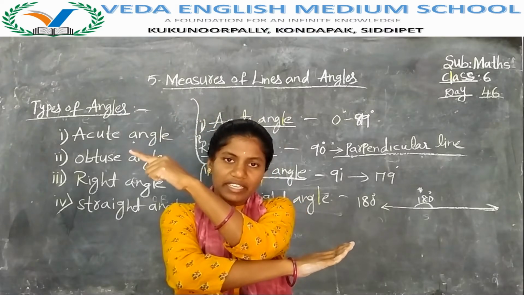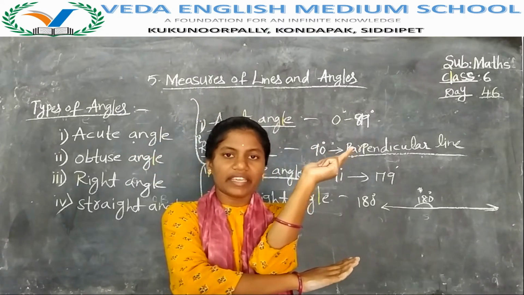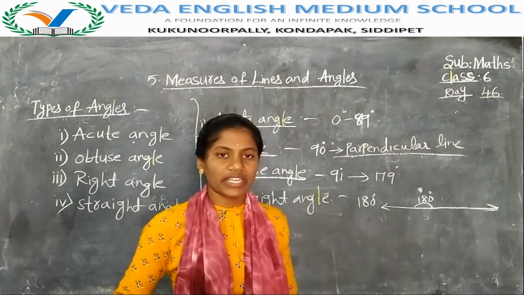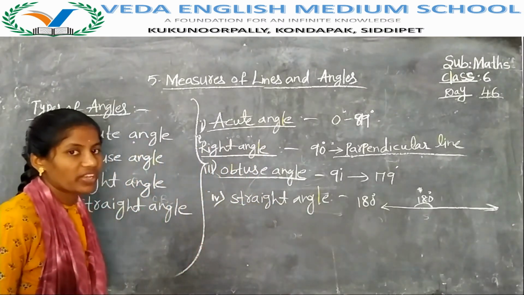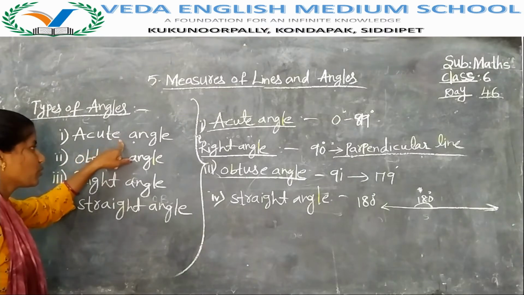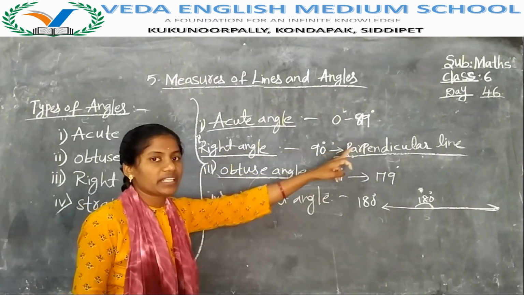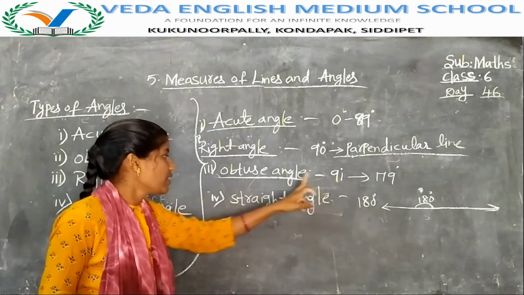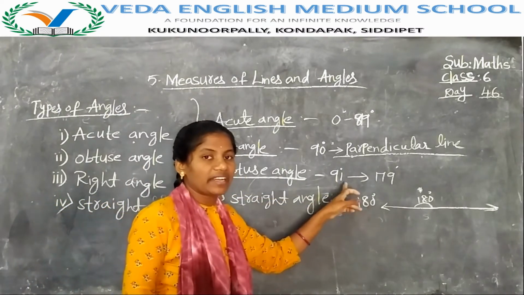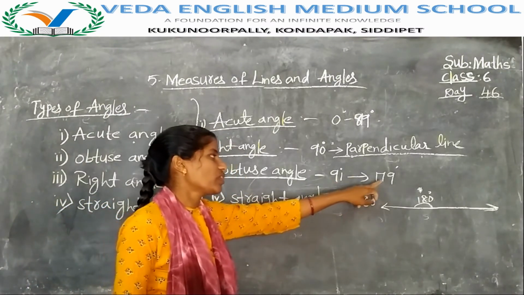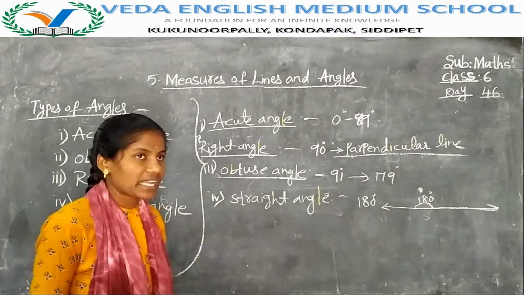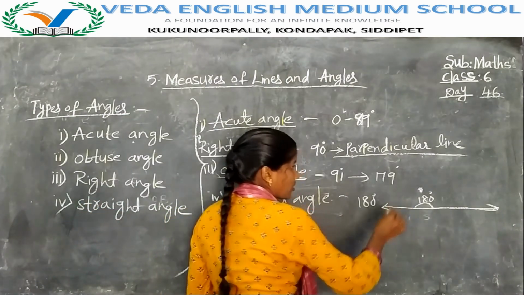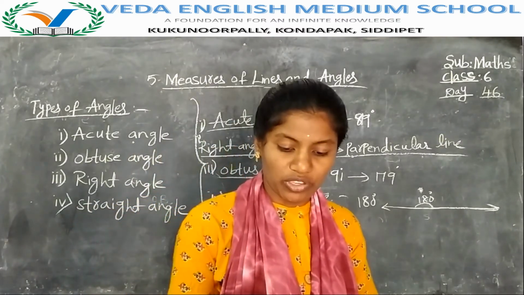Next, less than 90, acute angle triangle. Greater than 90, obtuse angle triangle. Exactly 90, right angle triangle. Straight line, straight angle. We have 4 types of angles. Once again, first one, acute angle: the angle which lies between 0 and 89 degrees. Next one, right angle: exactly 90 degrees. Obtuse angle: greater than 90, less than 180, that means 91 to 179 degrees. Last we have straight angle: the angle which is 180 degrees. These are the 4 types of angles.